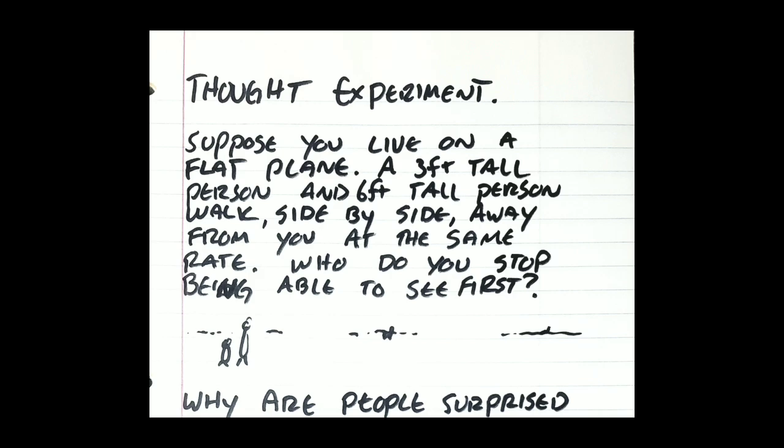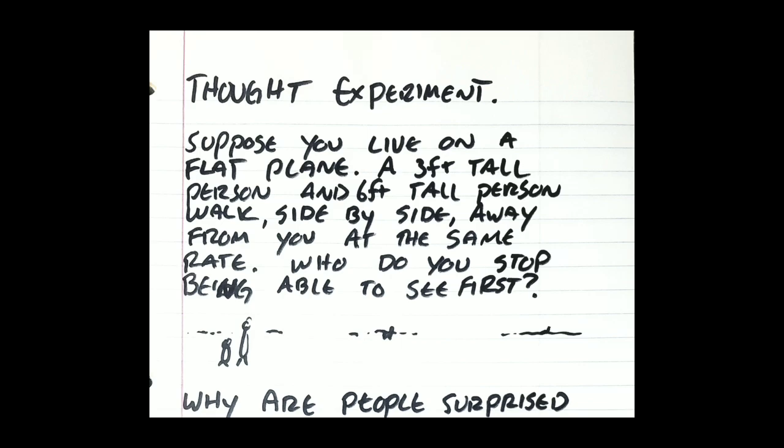Okay, so let's consider the scenario. We have a 3-foot tall person and a 6-foot tall person, and they're walking side by side away from you at the same rate. Which one do you stop being able to see first? If you have a 3-foot tall person and a 6-foot tall person, on a perfectly flat, infinite plane that you're on.